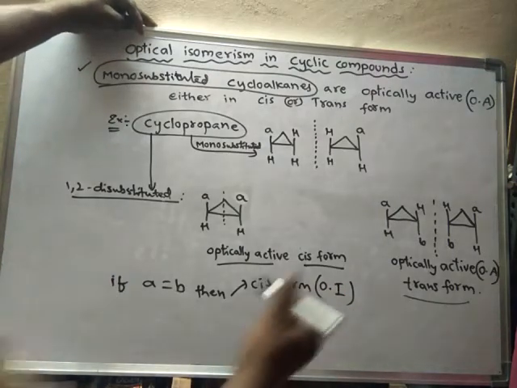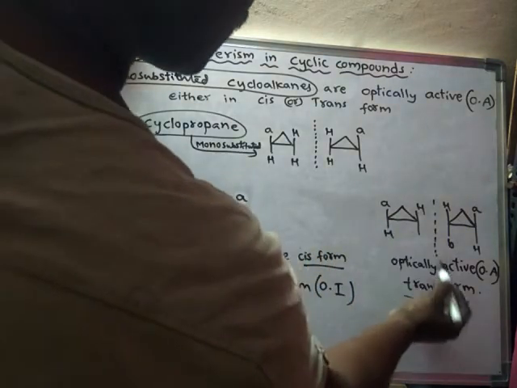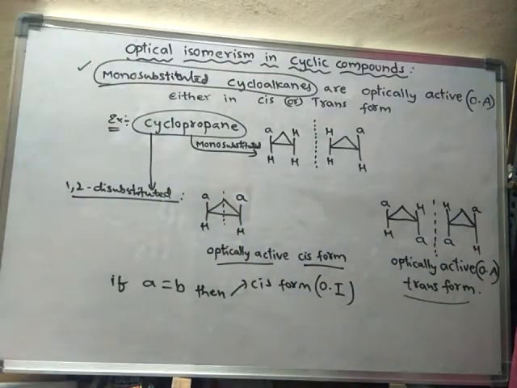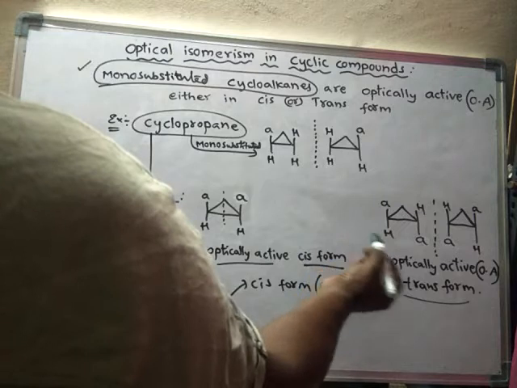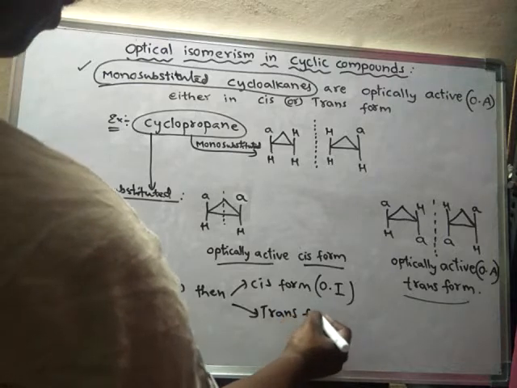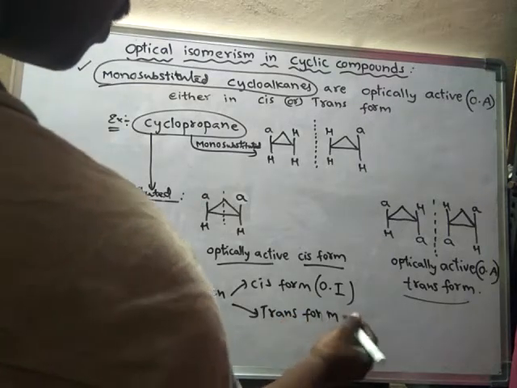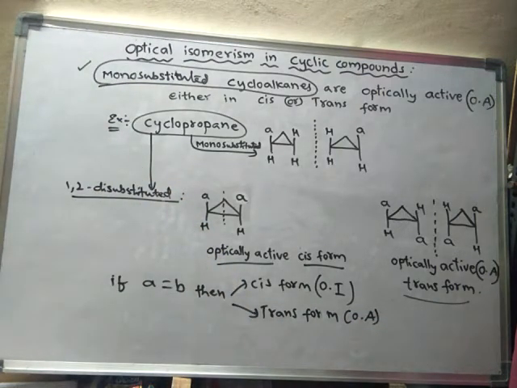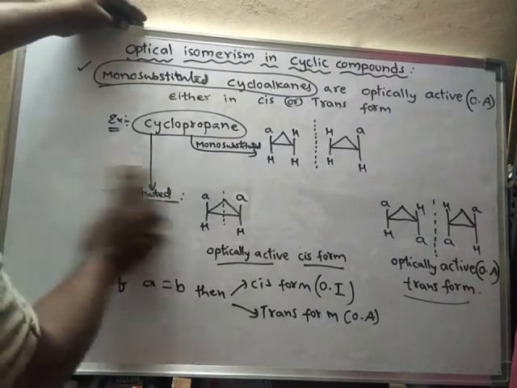Okay. Now let us check the trans form. So there is no plane of symmetry. It is optically active. So the trans form is optically active. So this is all about the optical isomerism in cyclopropane. Now let us learn about optical isomerism in cyclobutane.